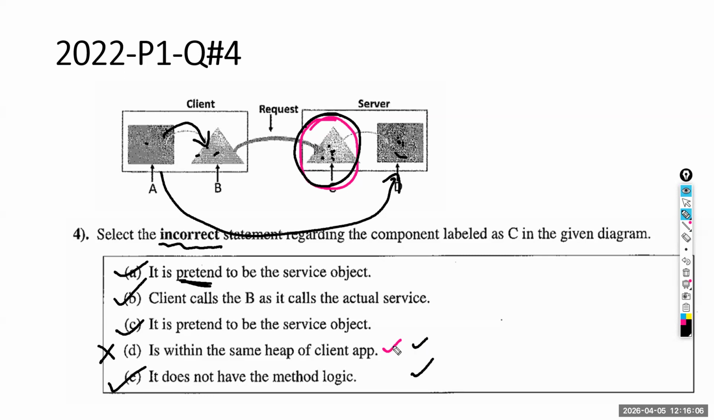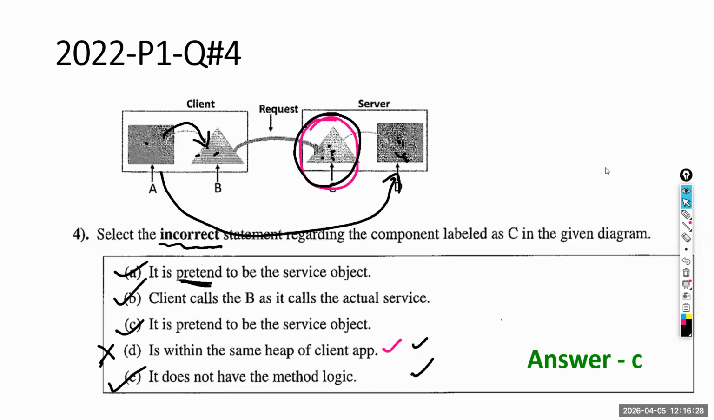Okay. So both the answers you have D, but this answer has both D and E, but E is not correct, right? It doesn't have the method logic is correct because method logic is here. So therefore, I'll go for D. So what is the answer? C. No, can't be C.